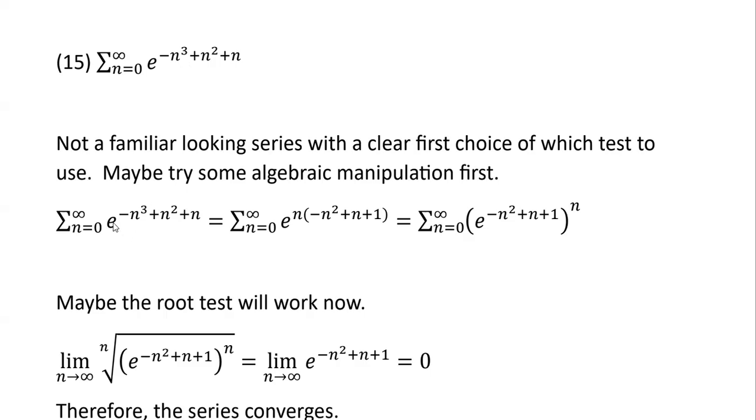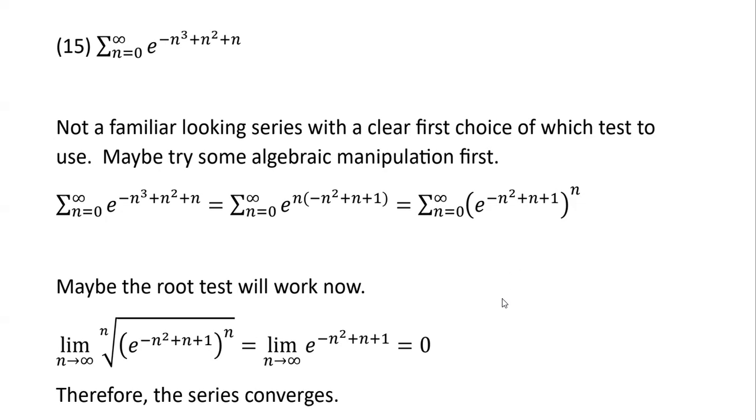So I can factor out n from all these terms inside this power, right? So it'll be n times minus n squared plus n plus 1, okay? And then we write this exponential as e to the minus n squared plus n plus 1, all to the n power. We can use properties of exponents and do that. Now this is something to the n power, the whole thing to the n power. So this is a good candidate for the root test now.